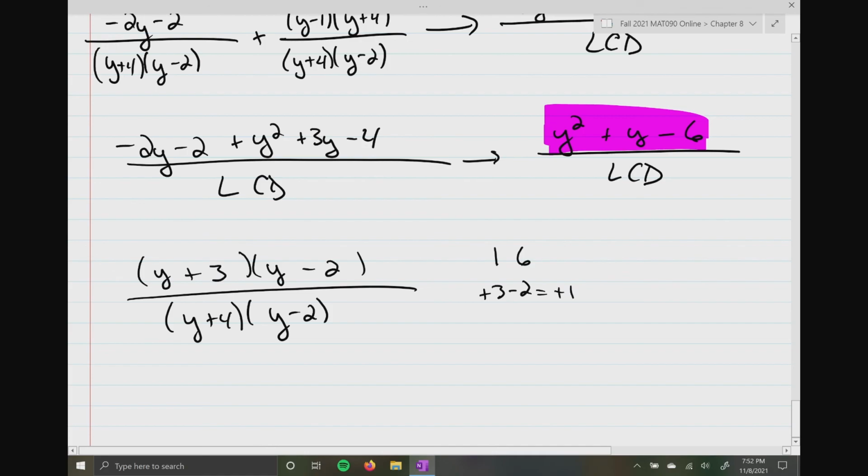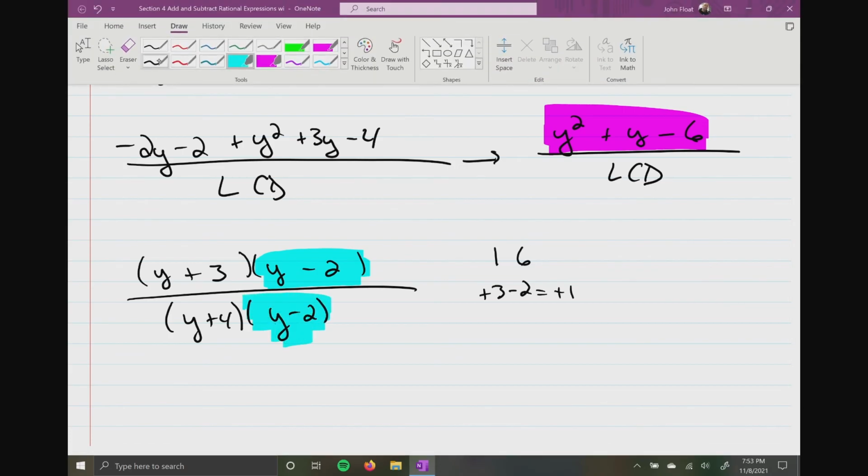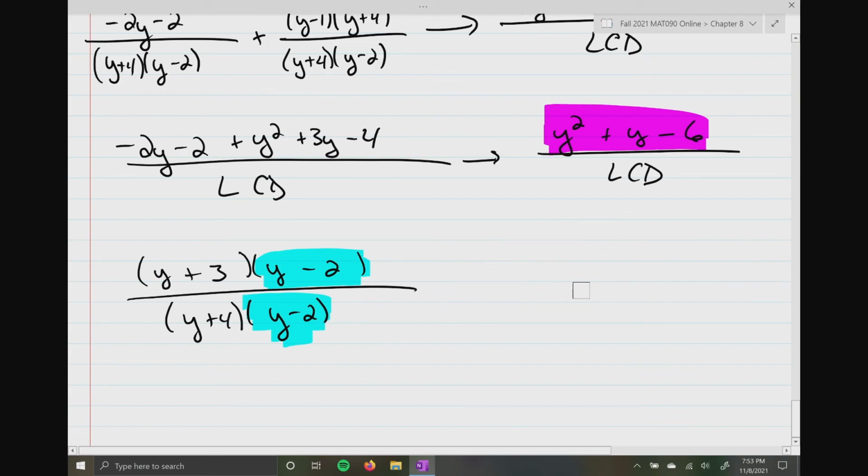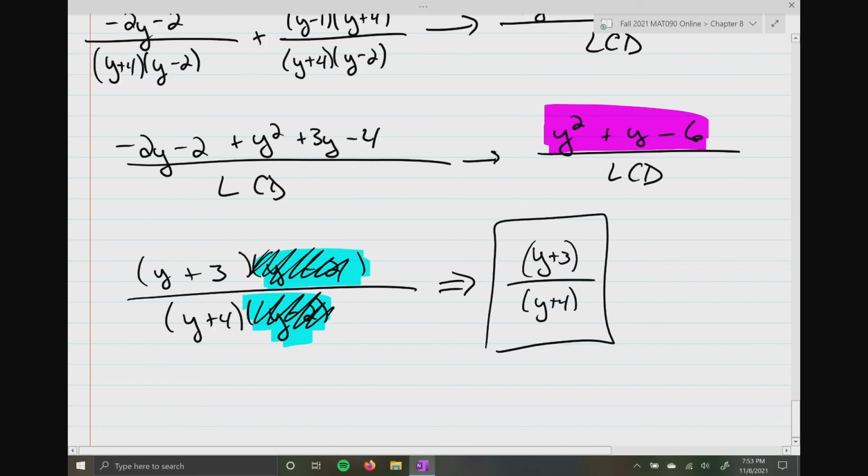And if you notice, by me factoring, look what happened. You got a y minus 2 in the numerator and a y minus 2 in the denominator. And that will reduce down into the quantity of y plus 3 in the numerator and the quantity of y plus 4 in my denominator. And there's your answer.